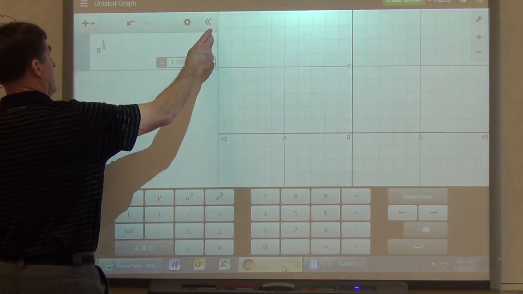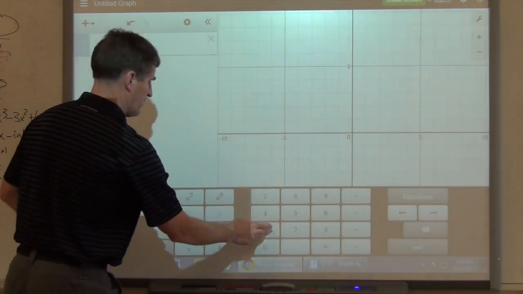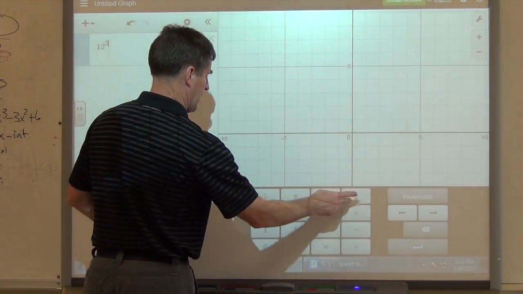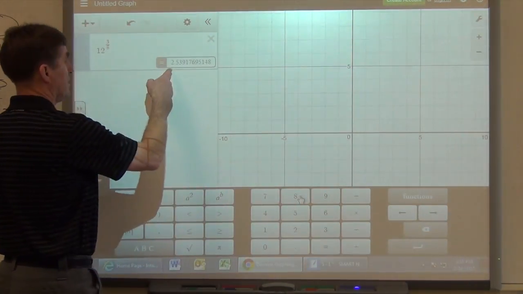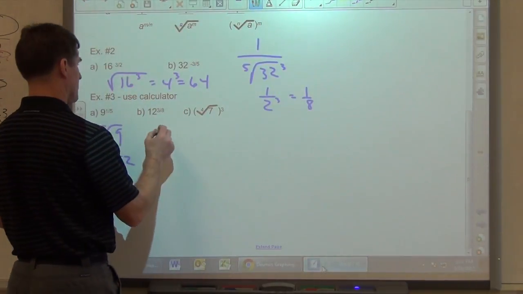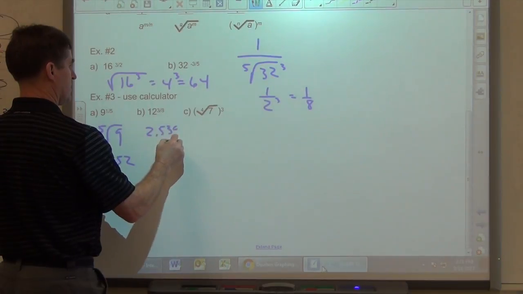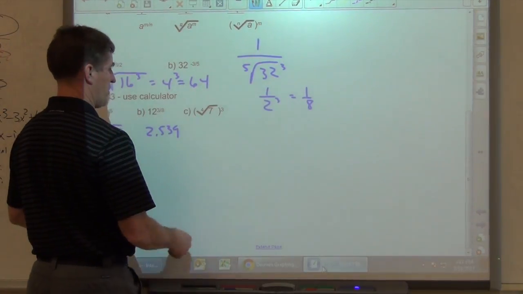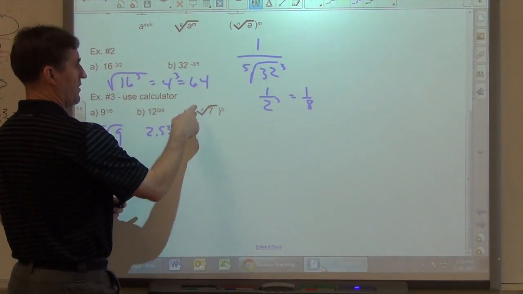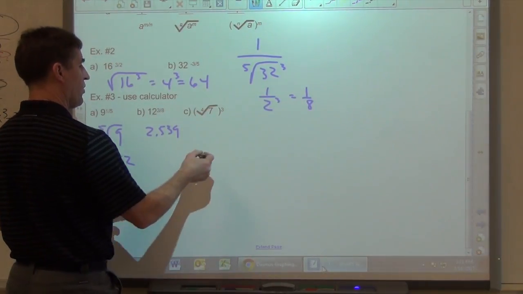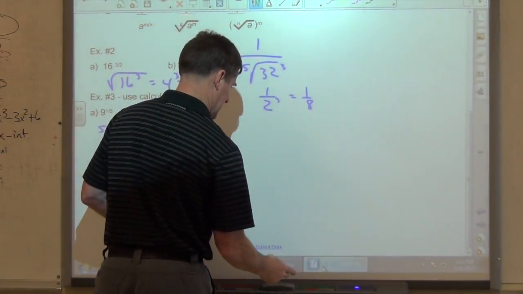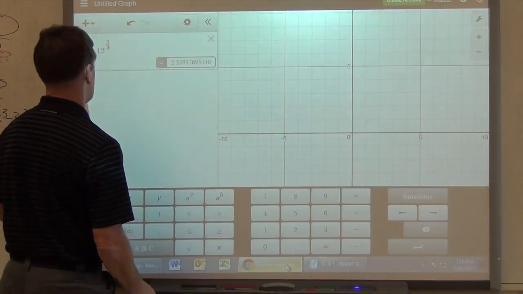And let's take 12 to the 3/8 power. So again, pretty easy. Just go 12 to the 3 divided by 8, and we get 2.539. And then lastly, the 4th root. Again on the calculator, I can do it this way. The 4th root is 7 to the 3rd power, or I can do 7 to the 3/4 power.